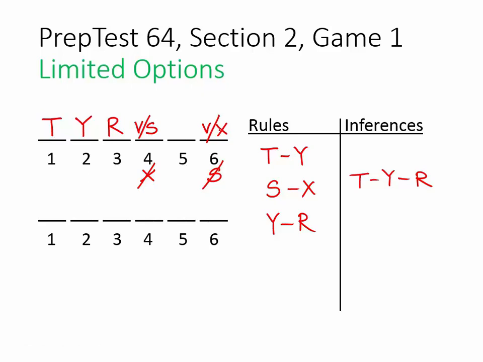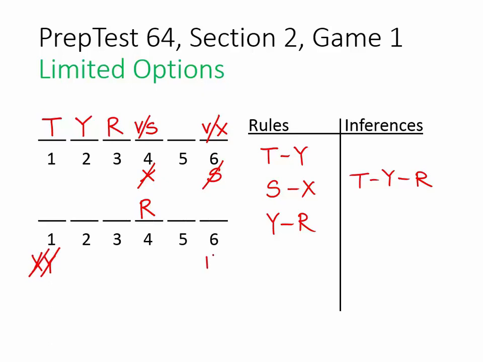In our second limited option, R is going to go in space 4. If R goes in space 4, unfortunately, we don't really know exactly where anybody else goes because we have a couple of arrangements possible for T and Y in the first 3 spaces. But we can at least limit our options a little bit. We can say for sure that, for instance, Y can't go in space 1, and X can't go in space 1 because we know that each of those letters has something else before it.